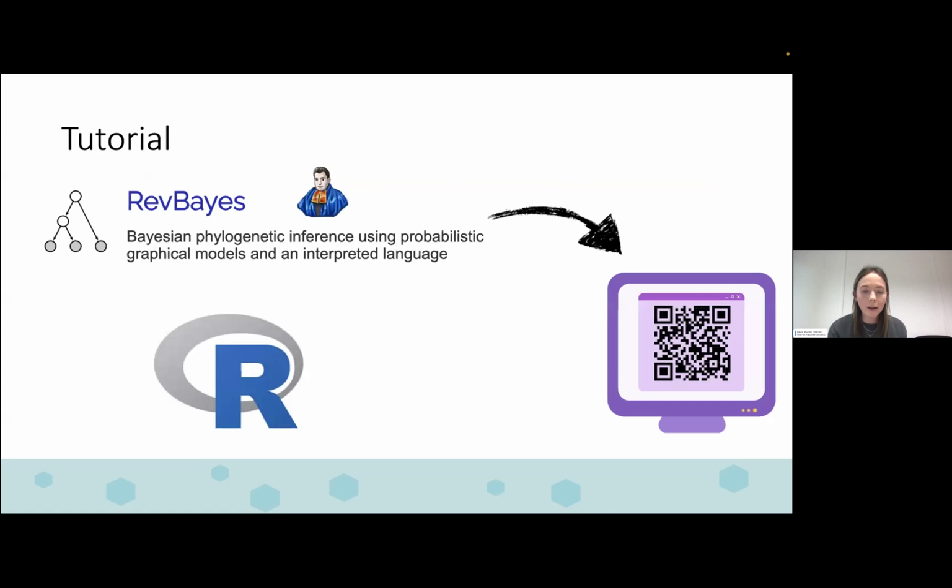I can walk you through carrying out one of these model adequacy analyses. This is the QR code to the RevBase. You can also do model adequacy in any phylogenetic software, or any software really, once you can simulate under the model. But I'm just going to talk about it in RevBase because that's the software that I use the most.